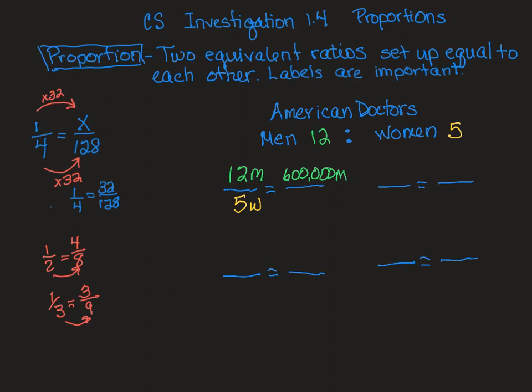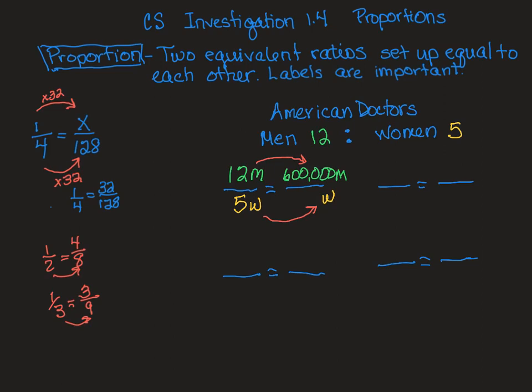So I notice that my men are across from each other, which means right down here is going to have to be women, so that the women are across from each other. So I've linked up the men and I've linked up the women. Now, I could flip that and I would be fine. So I could write it like this.